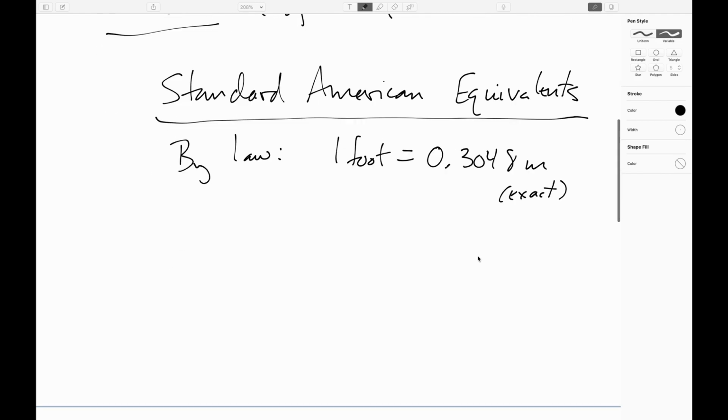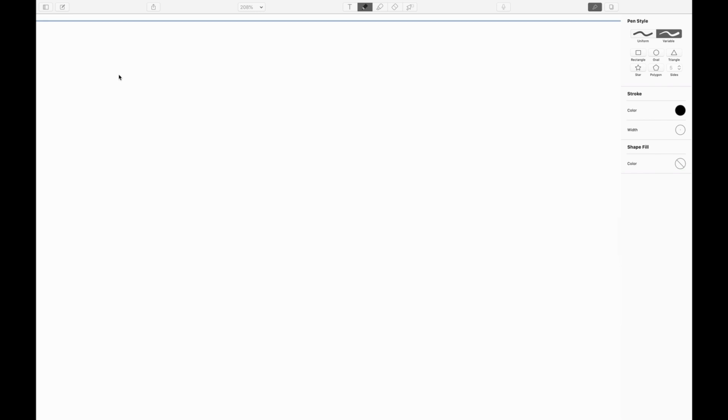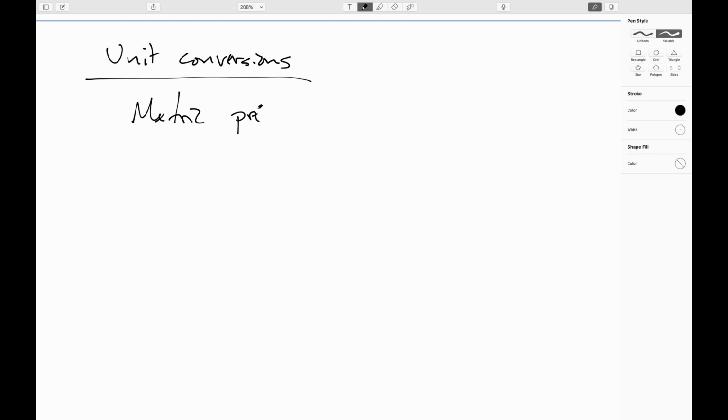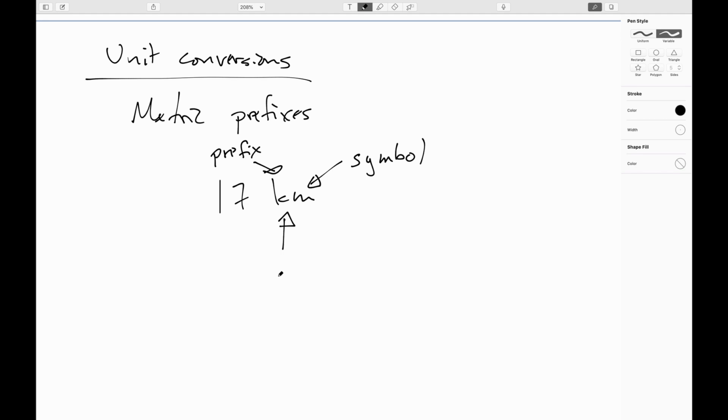Okay, so with that, let's spend a little bit of time on doing some unit conversions. I'll start by talking about metric prefixes. So let's say you have a distance like 17 kilometers. When you look at the symbol that comes after the 17, it actually comes in two pieces. The M here is what's known as the symbol. That's the meter part. And then the K here is what's called the prefix. And literally all you should think of when you see the kilo prefix is that it means times 1,000.